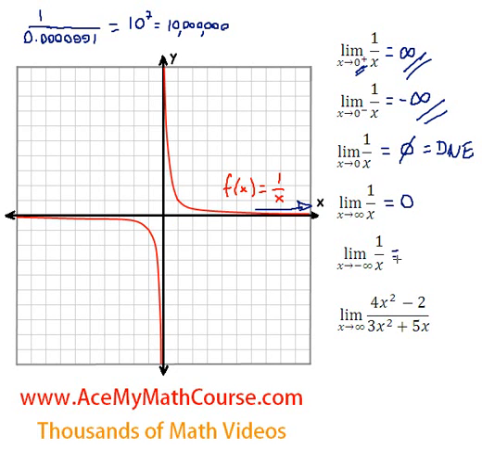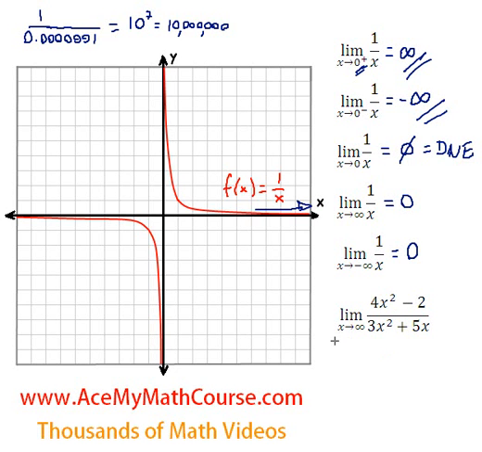Okay, but now what if we're looking for the limit as x approaches negative infinity of 1 over x? We're going this way now. And as you can see, it's also approaching 0. So we're going that way. As we keep going this way, we're going to get closer and closer to 0. And that's it.